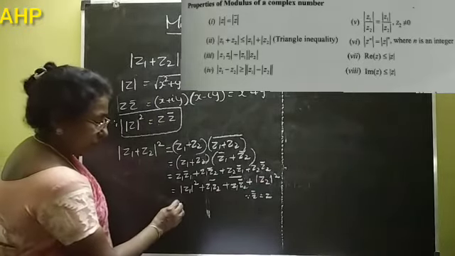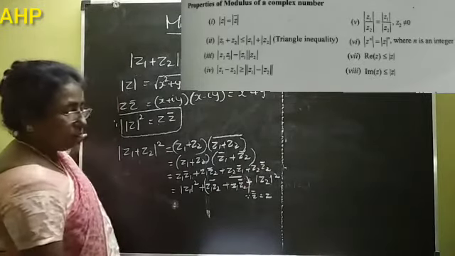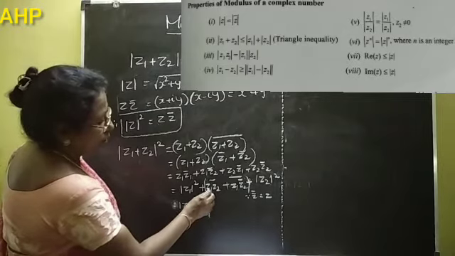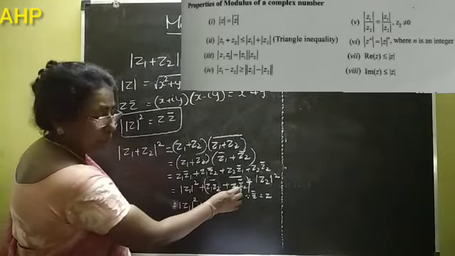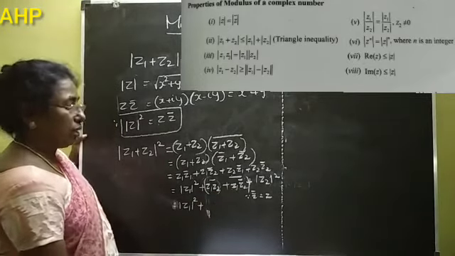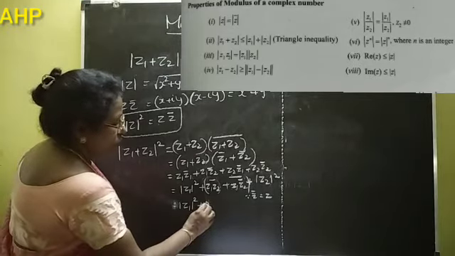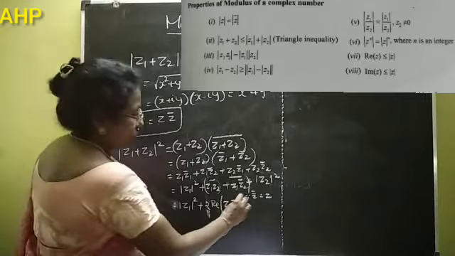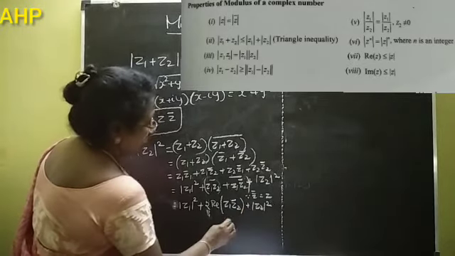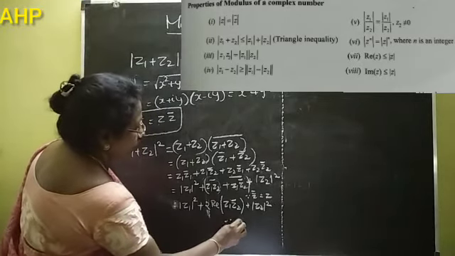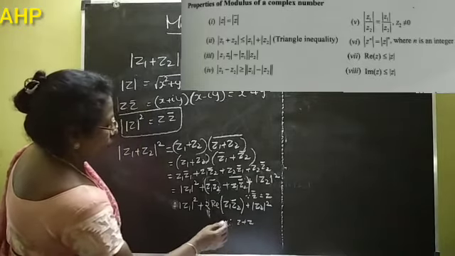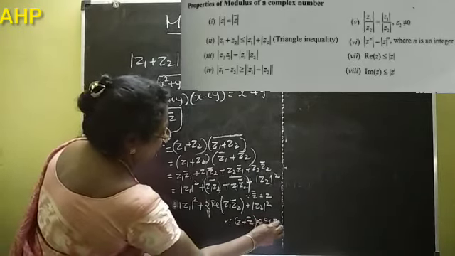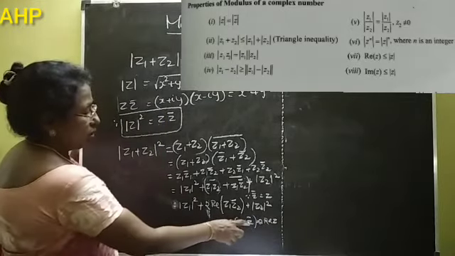Now this can be rewritten by grouping these two as modulus z1 square plus, if you consider this as whole z, we have z plus z bar. Now z plus z bar is equal to 2 into the real part of z1 z2 bar, plus modulus z2 the whole square. What is the reason? Since we know that z plus z bar is equal to 2 real z. This is the formula we have learned already.